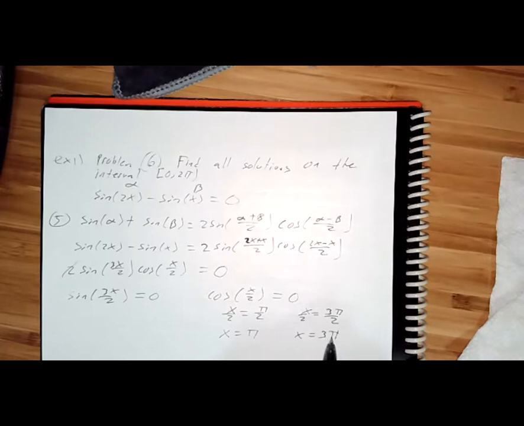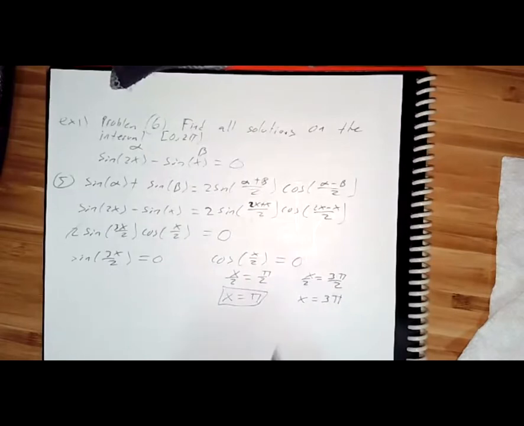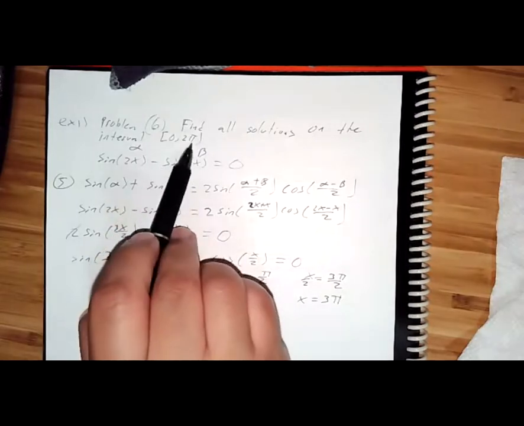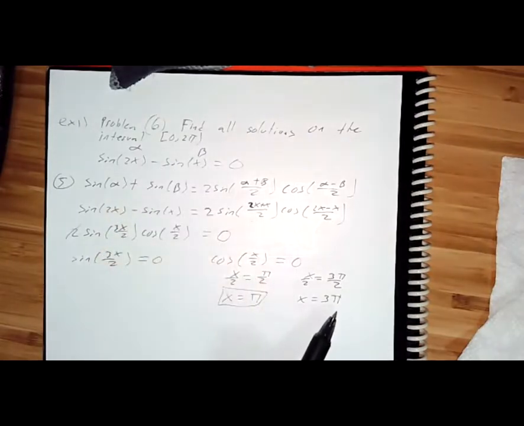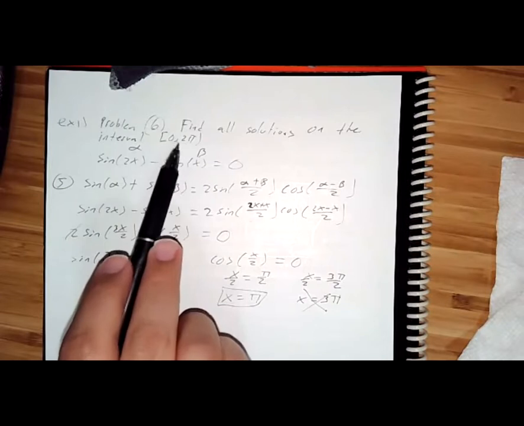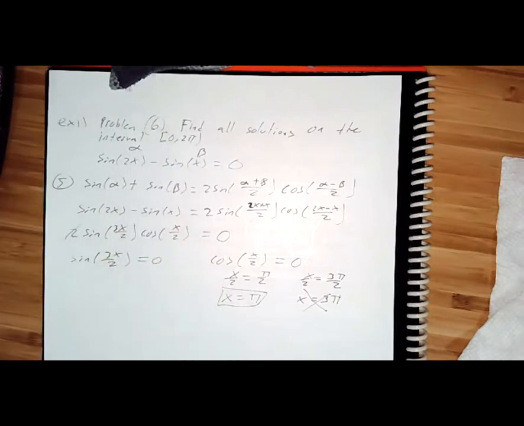Although this one's too big, right? Are you cool with how I solve for these? I skipped a minor step there. Is that okay? Why is that one too big? Oh, they told us to only look between 0 to 2 pi. This is 3 pi. So it is not a solution within the interval. You can't use it. Even though it is a solution for this equation, it is not within the interval. So we only got one answer out of that.